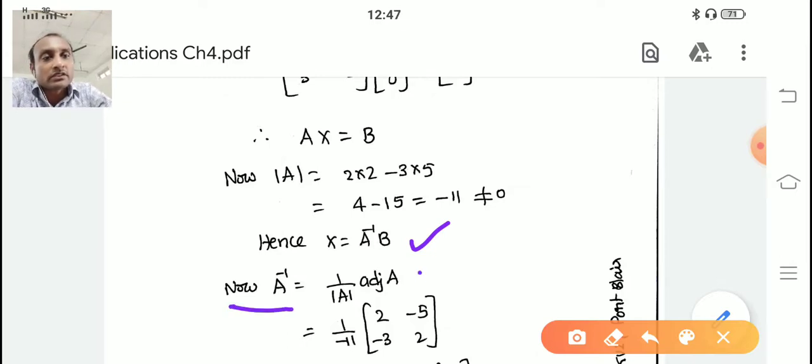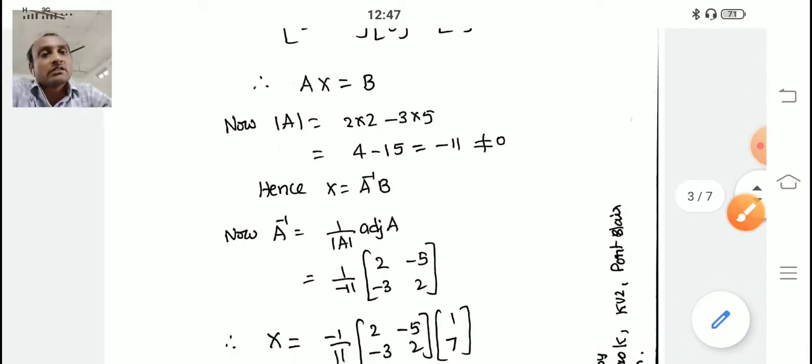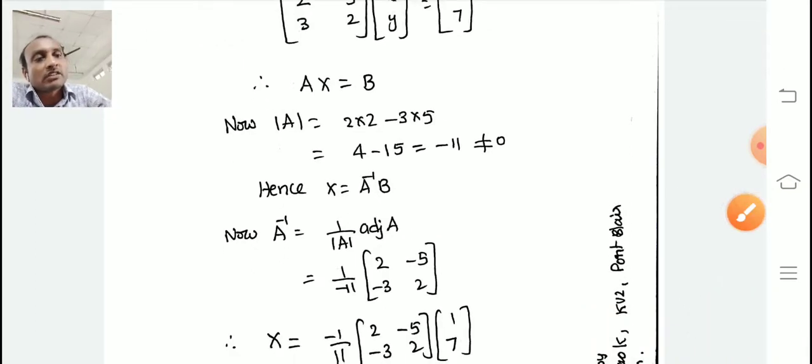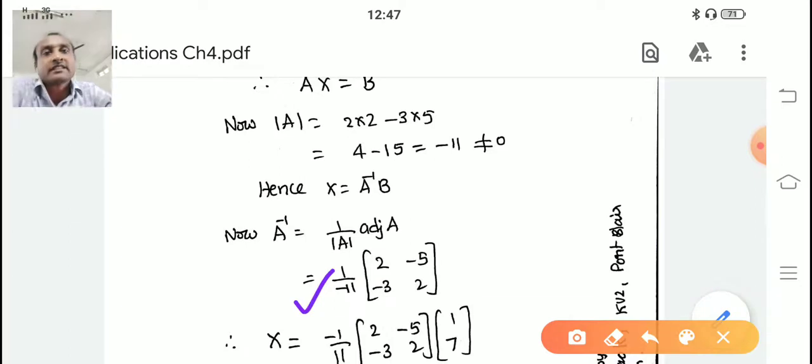Find A inverse using the formula 1 by determinant of A into adjoint A. You know very well how to find the determinant, we have already found it as minus 11, into adjoint. For a 2 by 2 matrix, interchange the diagonal elements and change the sign of the non-diagonal elements, right.